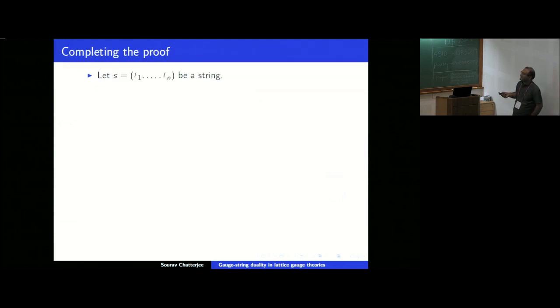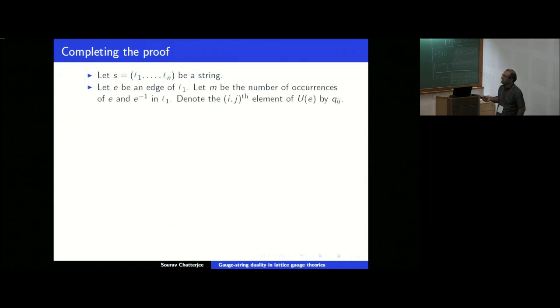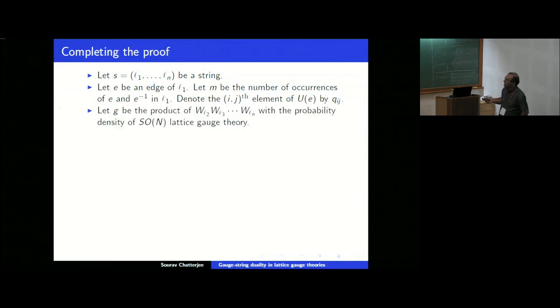Now here is how you complete the proof. Let S be a string, which is a collection of closed loops. Take any edge E of the first loop, L1. Let M be the number of occurrences of E and E inverse in L1, and denote the ijth element of U_E by Q_ij. Let G be the product of the Wilson loop variables W_L2 to W_LN, excluding W_L1, and the probability density of SON lattice gauge theory.